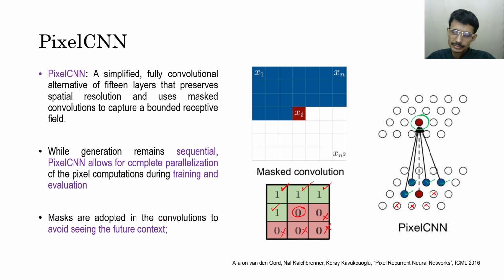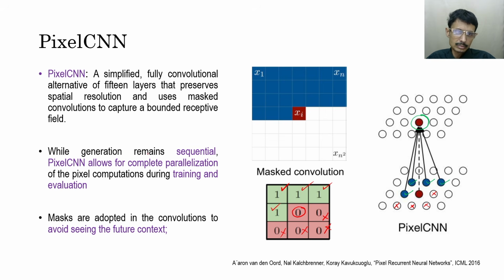These are masked. This is the masked convolution. Okay? PixelCNN uses this. So masks are adopted in the convolution to avoid seeing the future context. These are the future context that we cannot see.